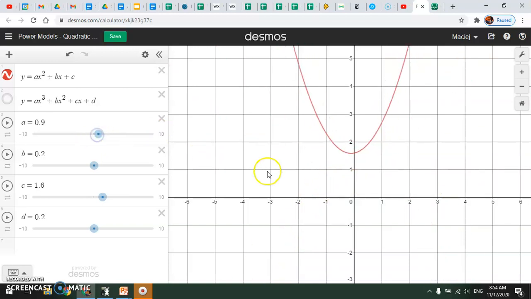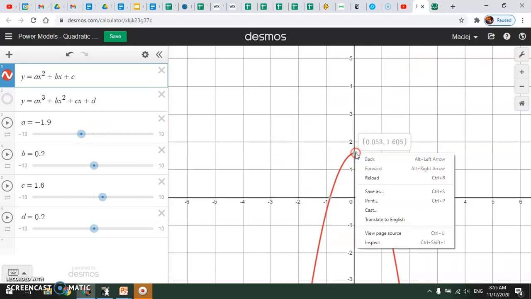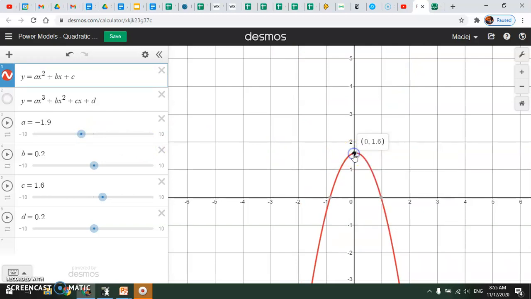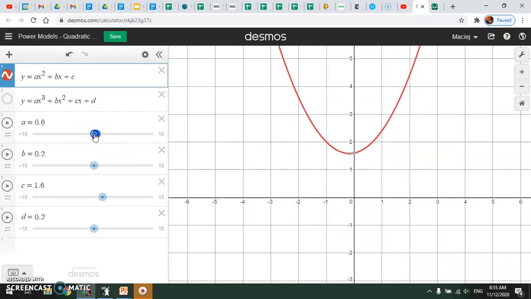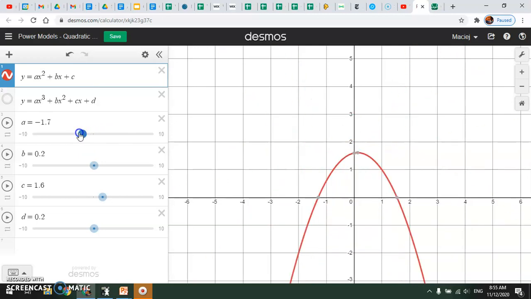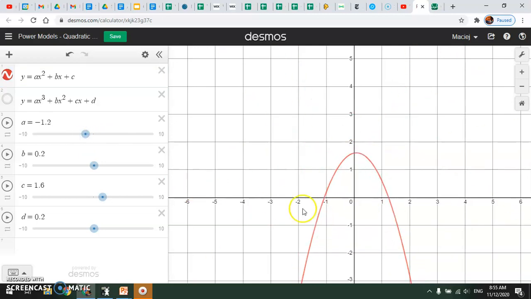In general, a quadratic will always have a minimum or a maximum point. That point is the vertex, right? The upper point or the lower point, depending on whether it's opening up or down. So max or min. Every quadratic will have a max or min. A lot of quadratics will also have two x-intercepts, right, where it crosses the x-axis here. So we see two x-intercepts.